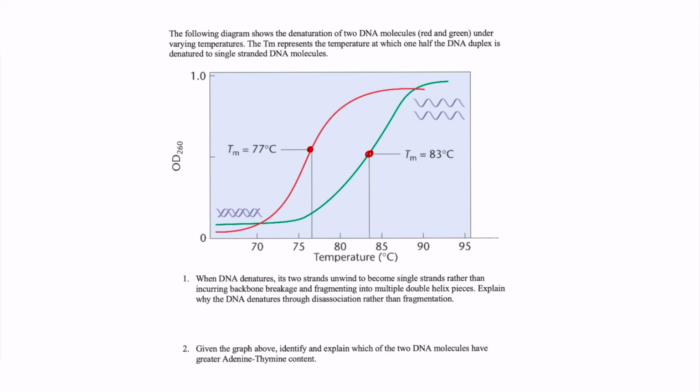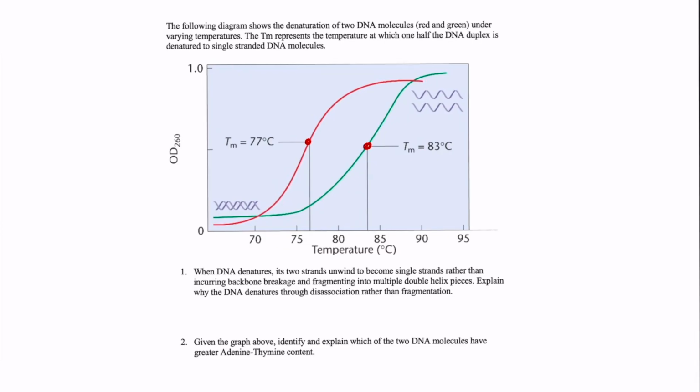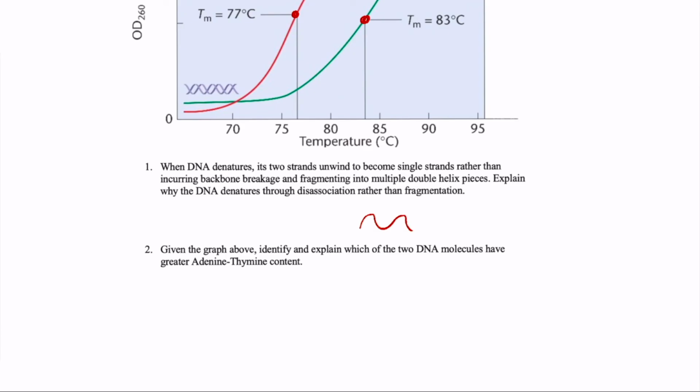And it says, when DNA denatures, its 2 strands unwind to become single strands rather than incurring backbone breakage and fragmenting into multiple double helix pieces. Explain why the DNA denatures through dissociation rather than fragmentation. So guys, this is a really great question. And the reason is that it's really asking about what types of bonds hold together the deoxyribonucleic acid. Because if I were to draw DNA like this, what they're asking is why is it that they fall apart like so instead of breaking up into broken pieces of DNA.